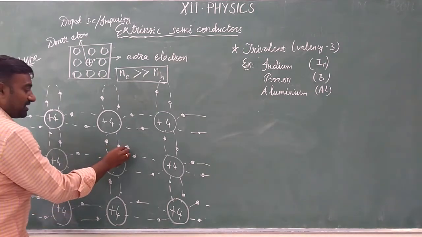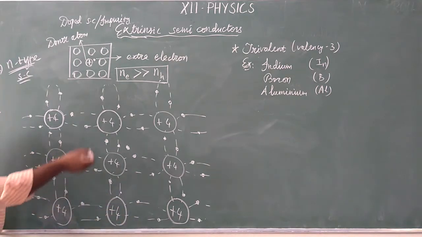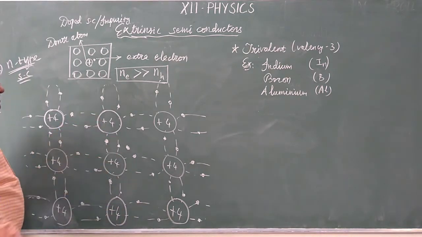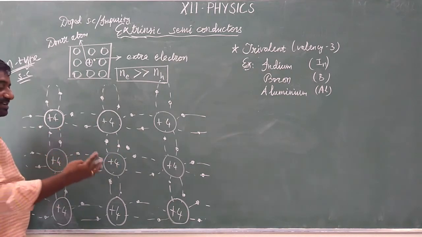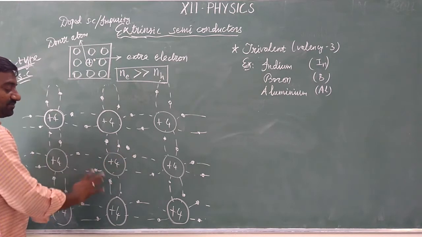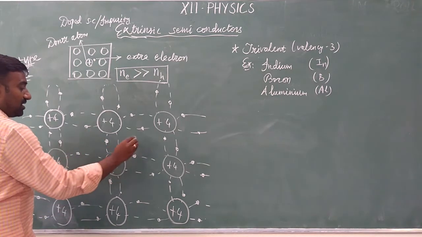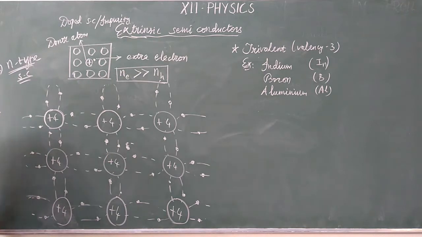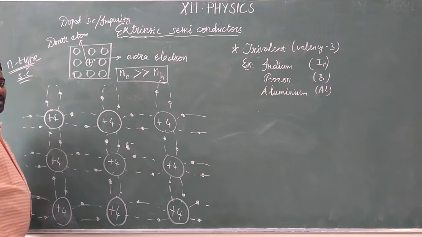So here you can see that normally in a silicon or germanium atom, we are doping the pentavalent impurities. By doping the pentavalent impurities, 4 electrons of the pentavalent atom are completely bonded with the 4 covalent bonds, and it has 1 extra electron. So these electrons are mainly responsible for the conductivity. So the electrons are the majority charge carriers.